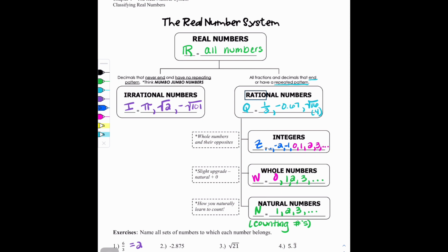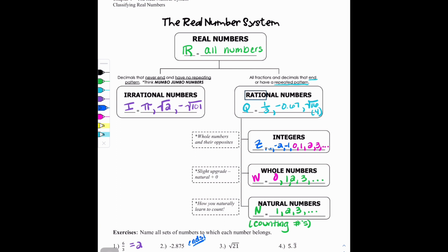All right, let's look at number 2, negative 2.875. This is a decimal that is ending. It ends, or terminates. So if I'm picking between rational and irrational, remember rational numbers are the ones that either end or have a repeating pattern. So this is a rational number, so we're going to use Q for rational. But if I'm rational, I'm also a real number. And we're just using our abbreviations here. Okay, number 3.